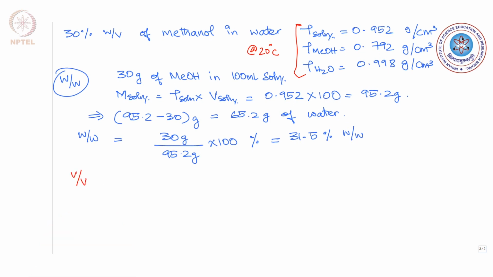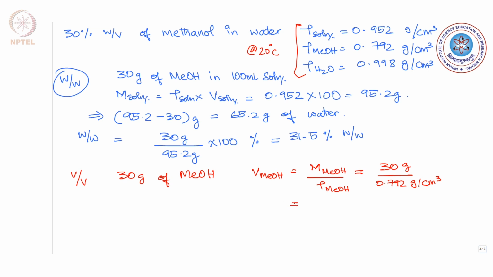Now comes the next conversion. Let us look at volume by volume. In this case, you have 30 grams of methanol, and in order to understand the volume of methanol, you have to take the mass of methanol and divide it by the density of methanol. So, this will be 30 grams divided by 0.792 grams per centimeter cube, which is equal to 37.9 ml. Therefore, the volume by volume is 37.9 in 100 ml, which is 37.9% volume by volume.